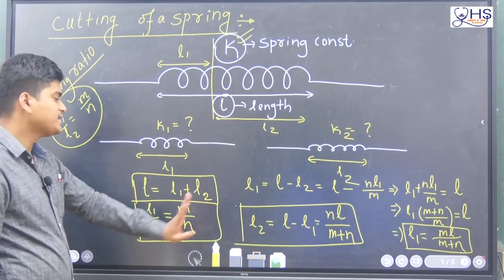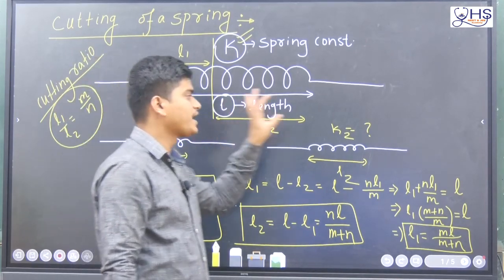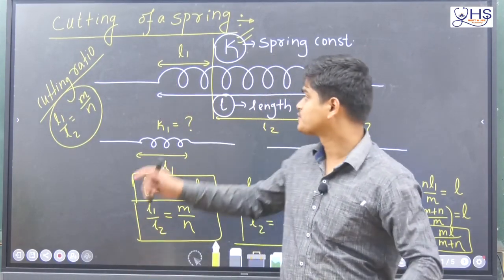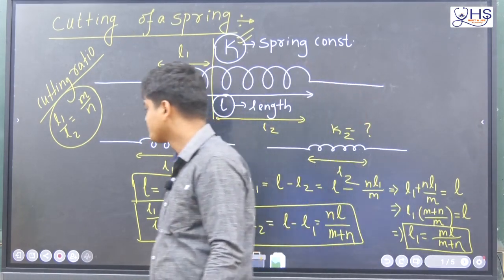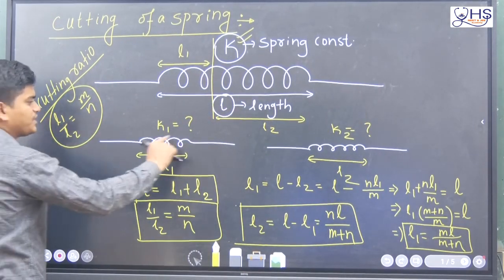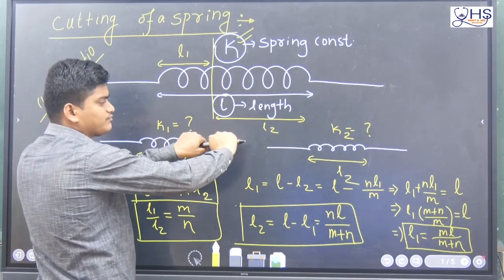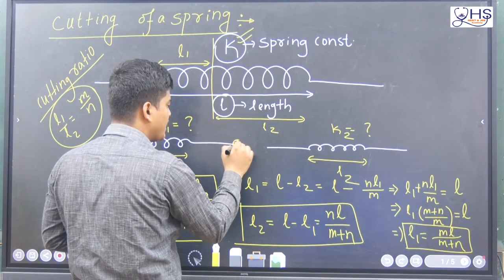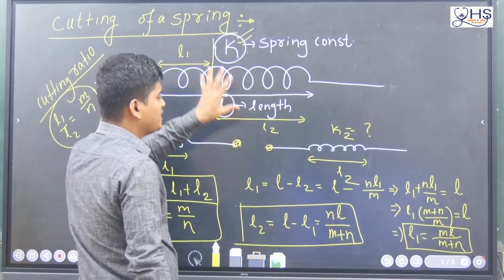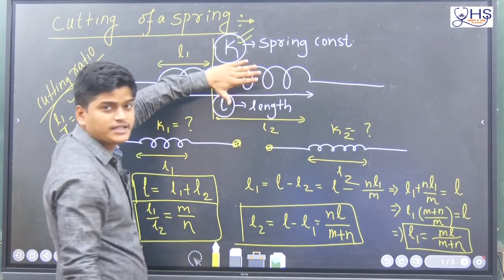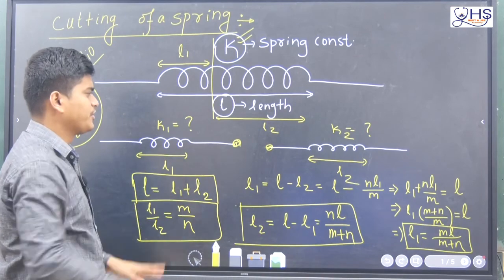Once I get this from the two equations, I can calculate K1 and K2 in terms of the spring constant K. So this is our motive, to calculate that. Now understand, if these two springs are connected in series, meaning I am joining these two ends, then this will look like a single spring, with the length and spring constant being the same.